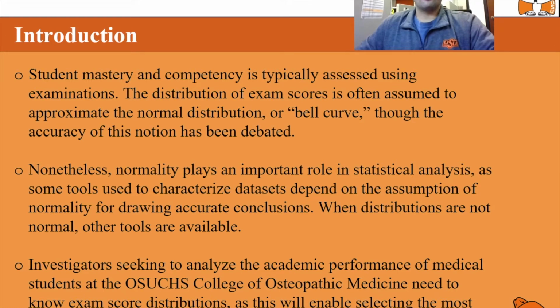If datasets are not normally distributed, then corrections can be made or other tools can be used to account for this, allowing for more meaningful analysis. So investigators seeking to study academic performance at OSU's College of Osteopathic Medicine need to know whether the exam sets are normally distributed so that the most appropriate inferential statistical methods can be selected.